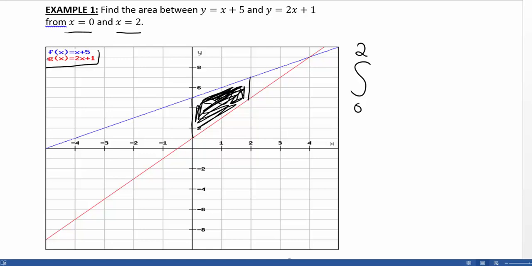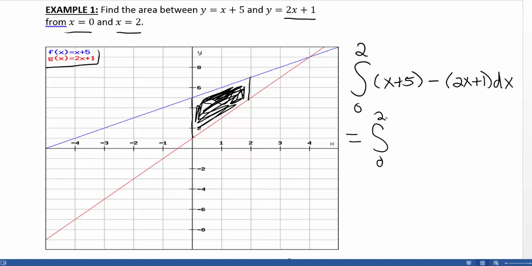Here, my x plus 5 is on top. So I have x plus 5 minus, now the term on the bottom is 2x plus 1. I need to use parentheses because there's more than one term. So my integral looks like this. You can enter it just like this into your calculator, or you can simplify it first. Either way, you should get the same answer.